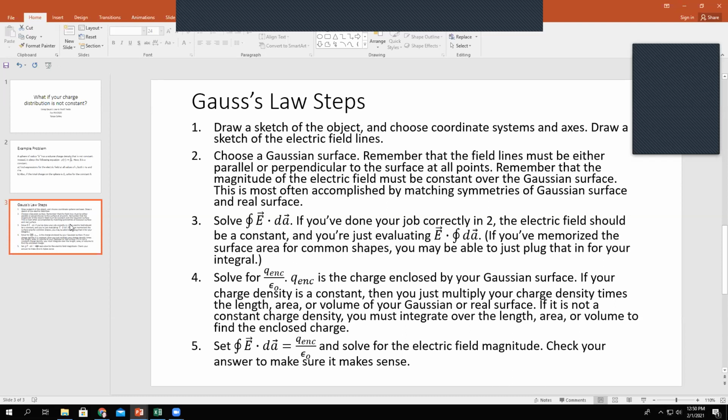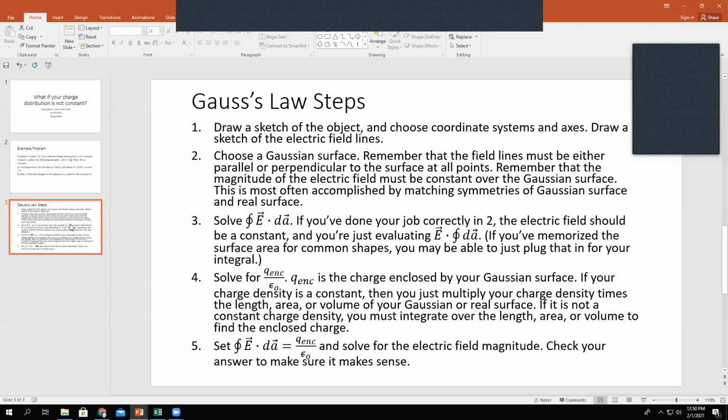Now, once you've got that set up, your electric field vector should pull out front, right? It should be a constant. And then it's just the electric field dotted with the evaluation of your area vector, right? And so basically then you're just integrating over the surface area of your object.